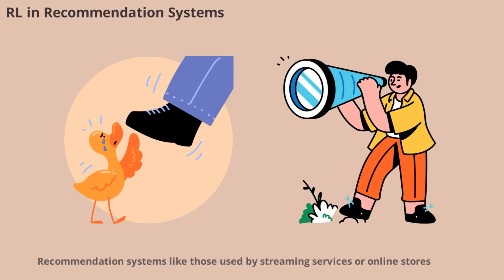Recommendation systems, like those used by streaming services or online stores, use RL to personalize suggestions. The agent learns user preferences over time, improving recommendations and increasing user engagement.